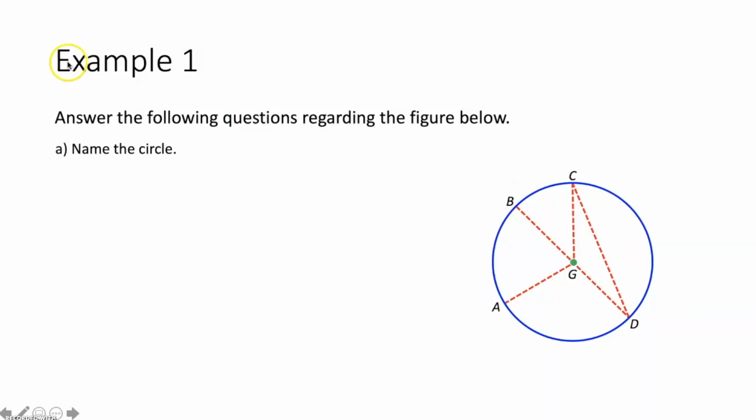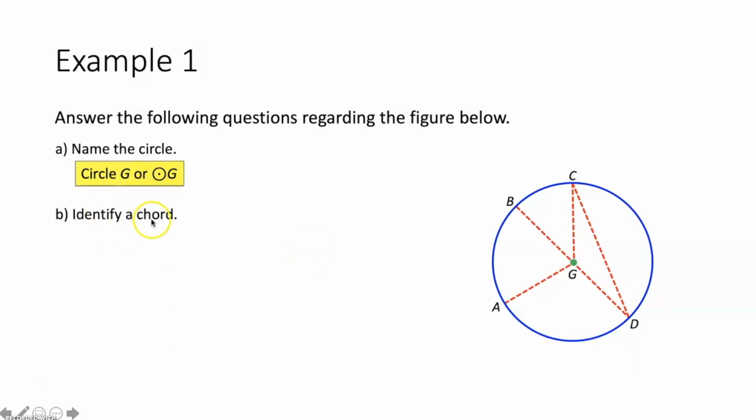It's example time. Now example 1 says answer the following questions regarding the figure below. So part A says name the circle. If we look at our figure over here, we see that the center point is called point G, meaning that this circle must be called circle G. You could also denote that with the circle symbol that we talked about earlier.